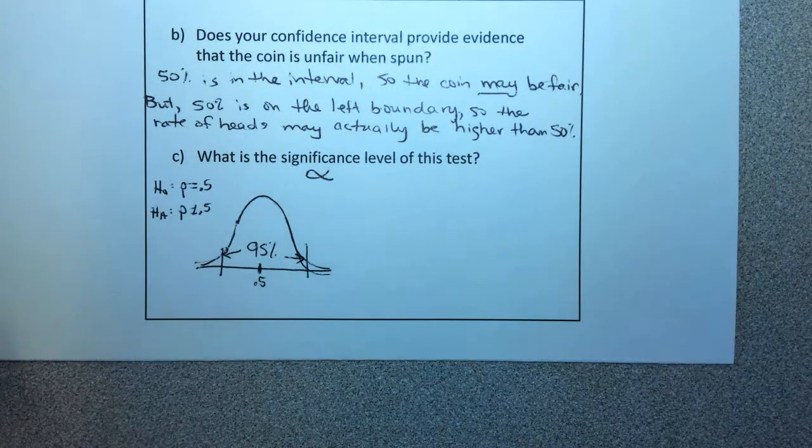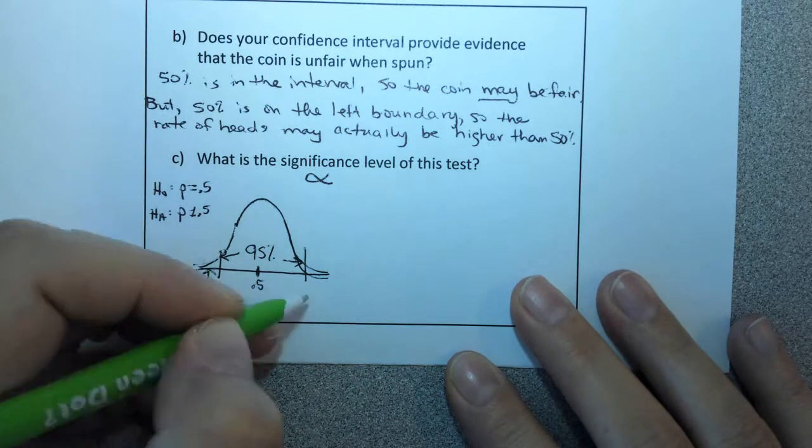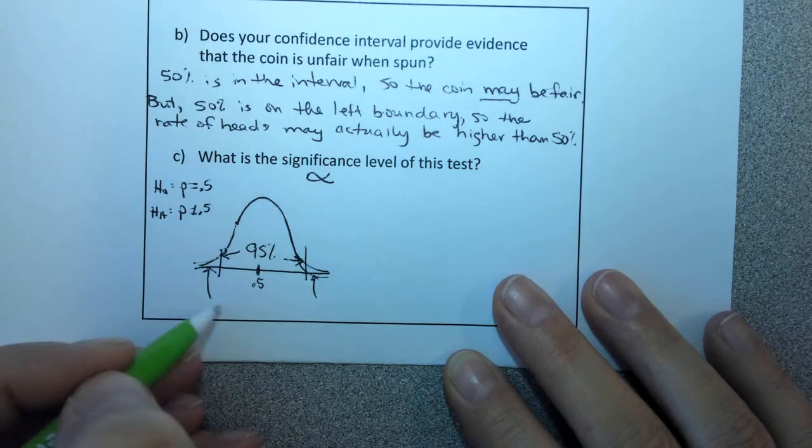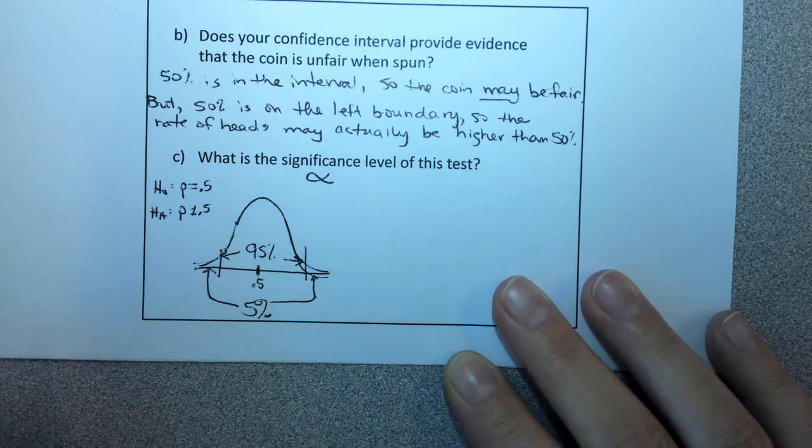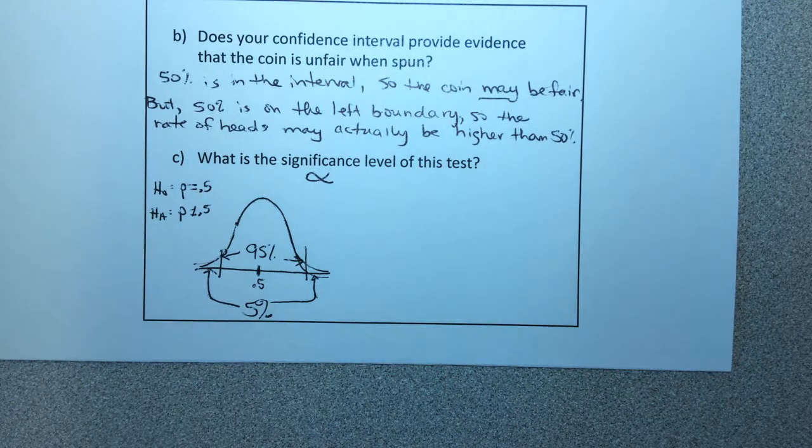So if I ran a test on this same scenario, it would be a two-tailed test. Because lower than 50% would mean unfair, and above 50% would still mean unfair. And so what percentage is on the lower tail and the upper tail combined? 100%. So you would reject if you found a p hat in either of those tails. What's the probability of finding a p hat in those tails? 5%. That's your alpha level.